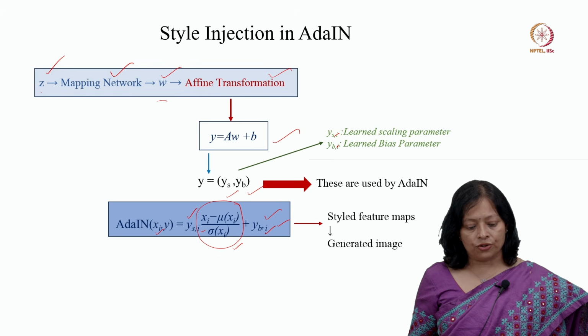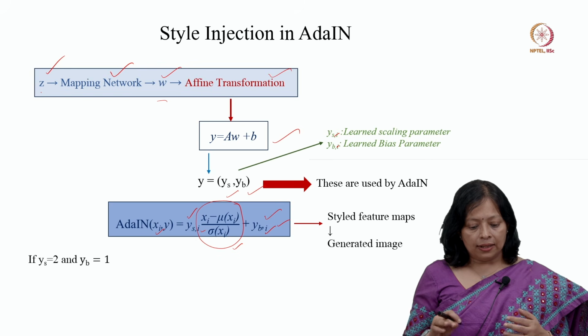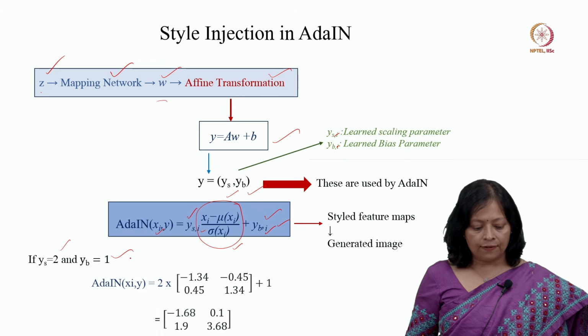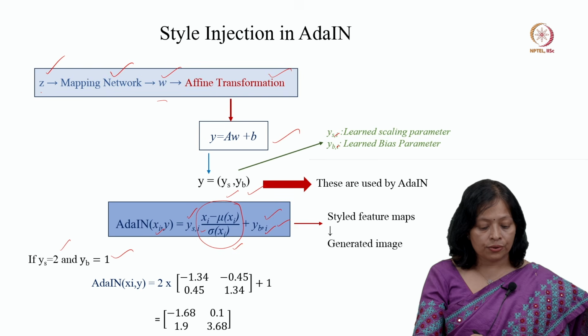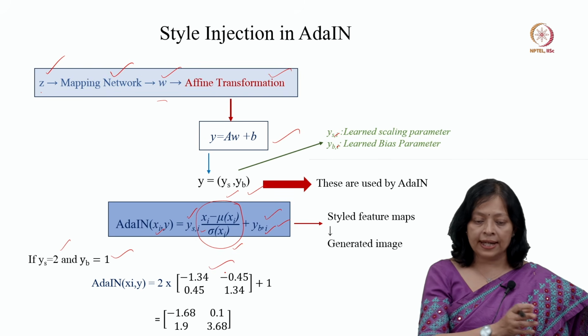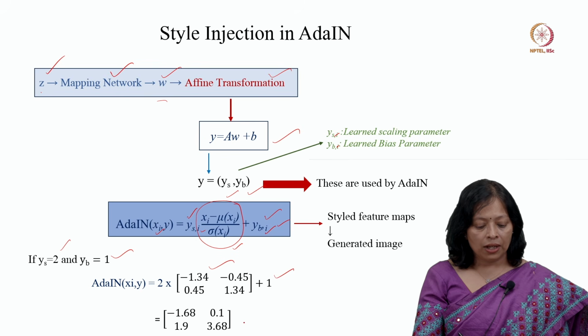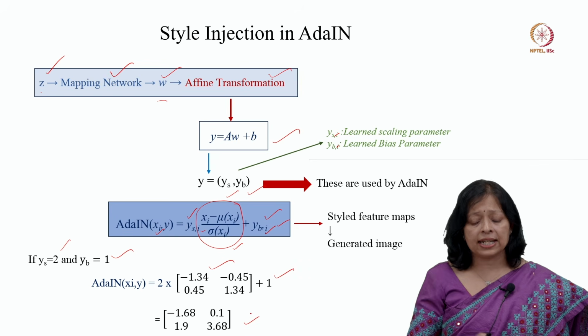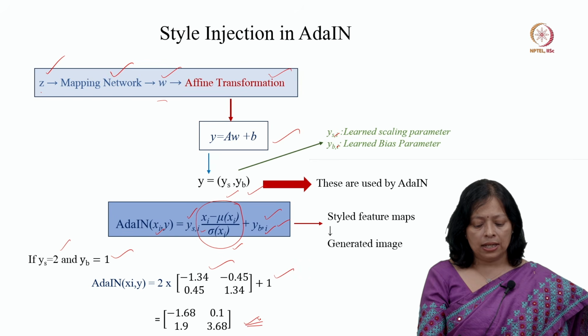Just as an example, if y_s is equal to 2 and y_b equal to 1, I have just given a numerical example. So it is 2x, where x is whatever you got in the previous normalized feature map, plus 1 from y_b, and this is your styled feature map.